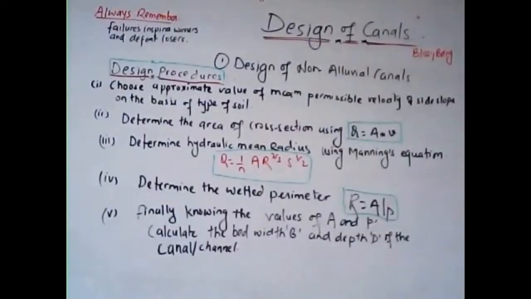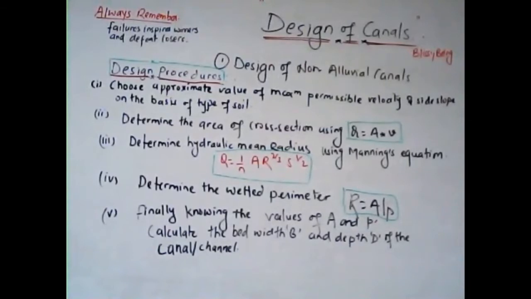Now we will be going through the design procedures of non-alluvial channels. Here we have listed out the different design procedures for the design of non-alluvial canals. At first we need to choose approximate values of the maximum permissible velocity and the side slope on the basis of the type of soil.